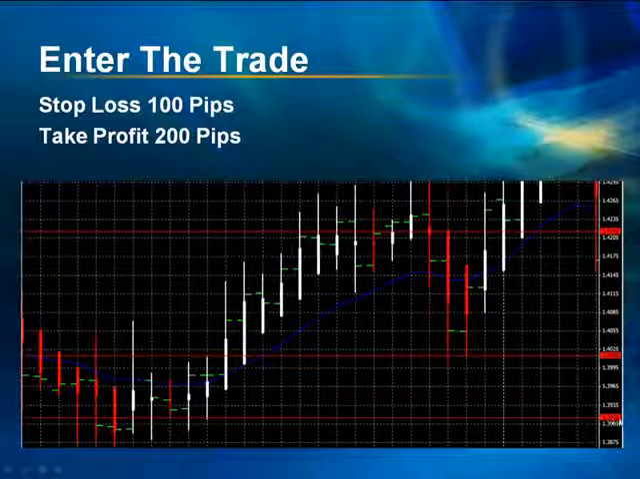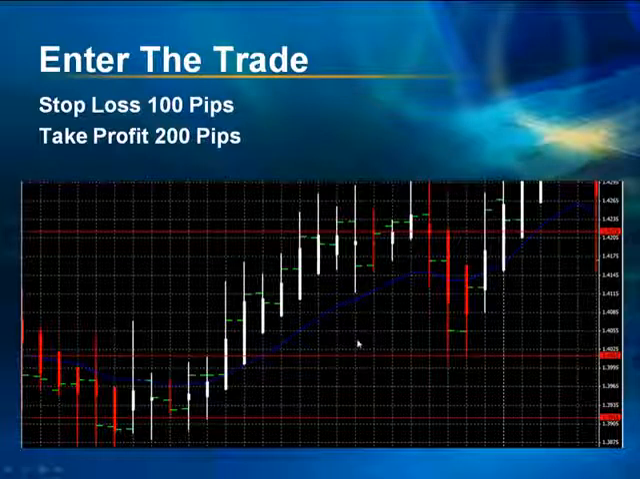So looking at this particular trade on the charts, we would have entered at this point here at 1.4015. We would have set our stop loss to 1.3915, and we would have set a take profit to 1.4215. And in this case, the trade moved in our favor. It took about 7 days for us to hit the take profit level, but it did hit the take profit level and the trade was profitable.